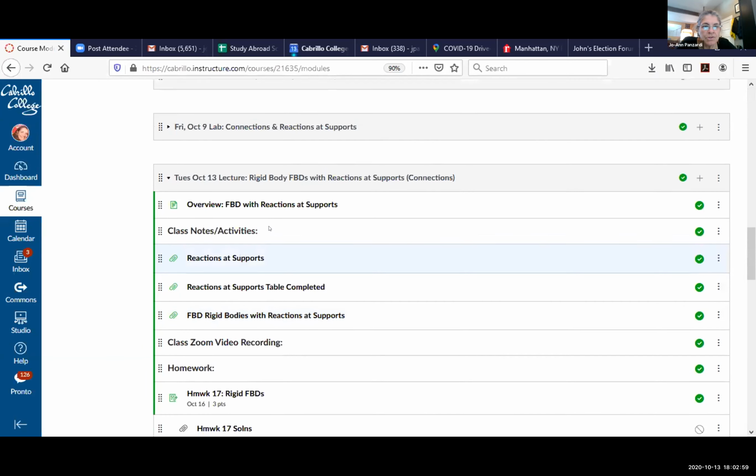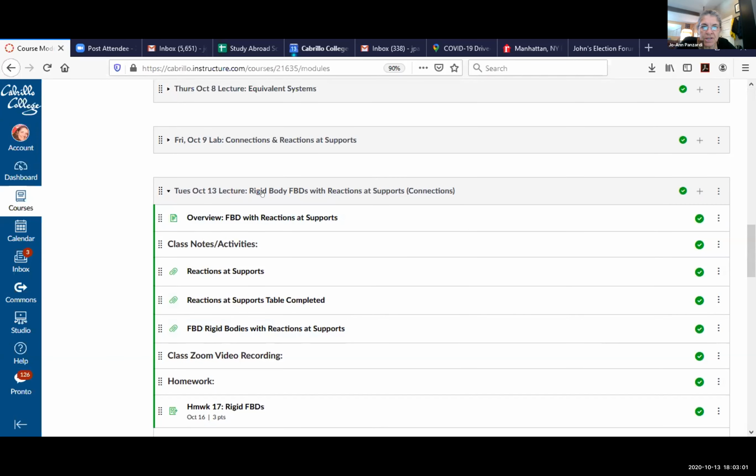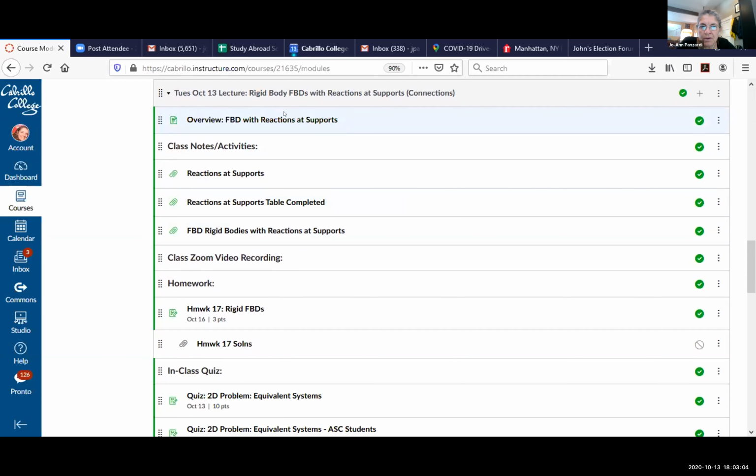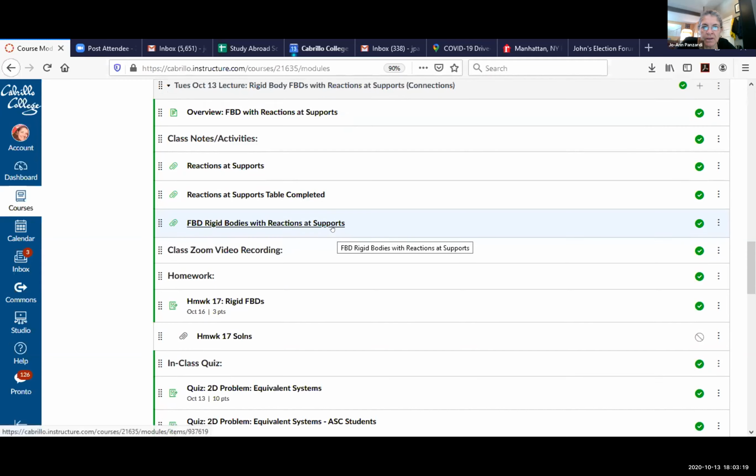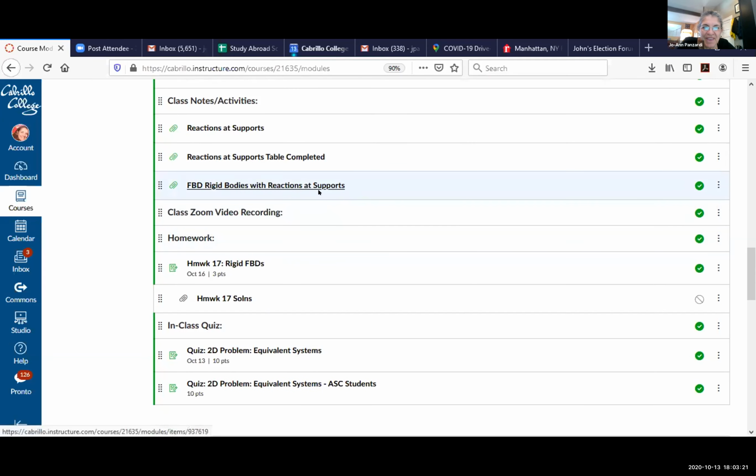Okay, so today's lecture, Tuesday the 13th, here's an overview, a summary of what we did. Here's all the schematics of the reactions at supports, the table that you completed on Friday, and then these are all the problems that you're doing. Okay, so this file that we were working from today is also in homework 17. Because homework 17 is you're drawing free body diagrams of rigid bodies.